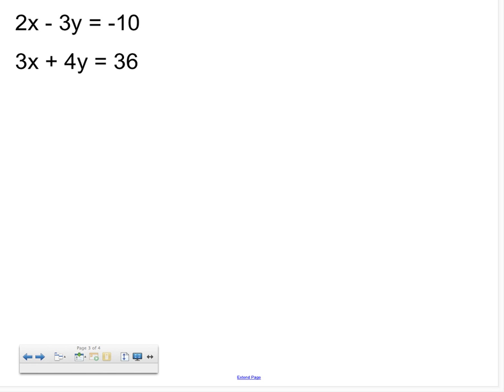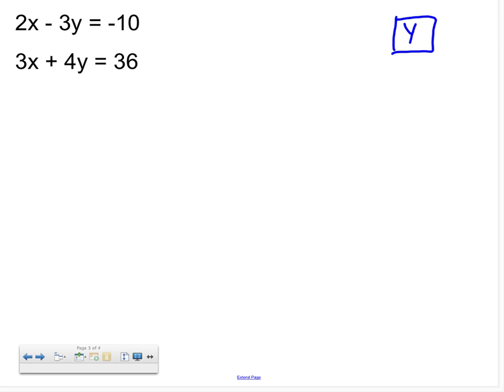What that means you do here is you pick a variable you want to get rid of. It does not matter which one. You can pick the one that looks the easiest. In this case, I would pick the y. So I'm going to mark over here that y. That is the variable I'm going to target for cancellation or for elimination.